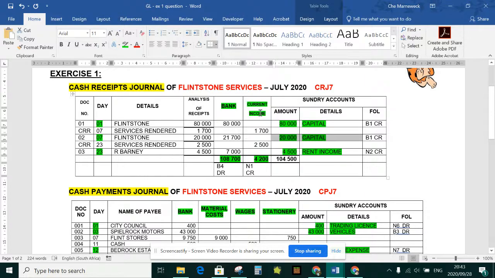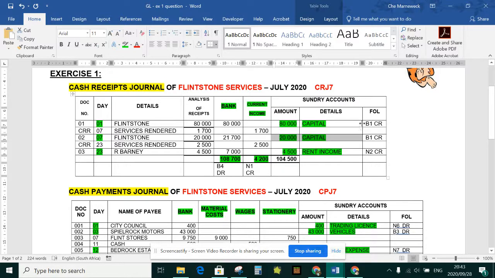And then sundry accounts, we post on the specific day. So this capital will be on the 1st, that one will be on the 7th, that one will be on the 23rd.